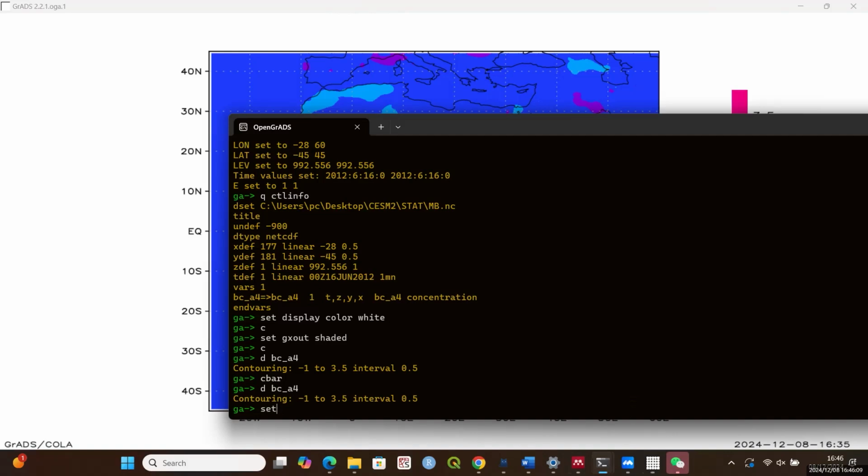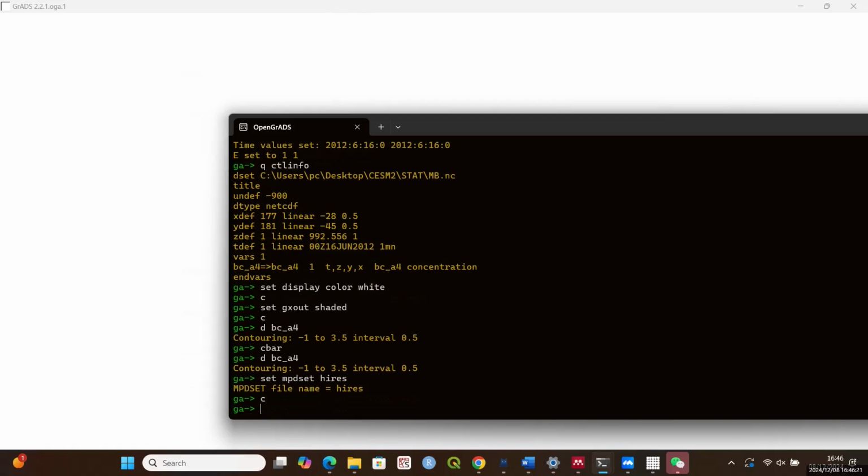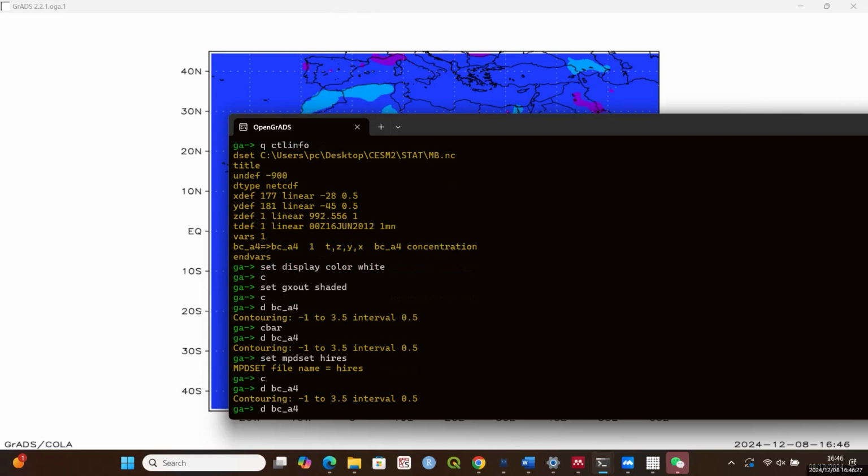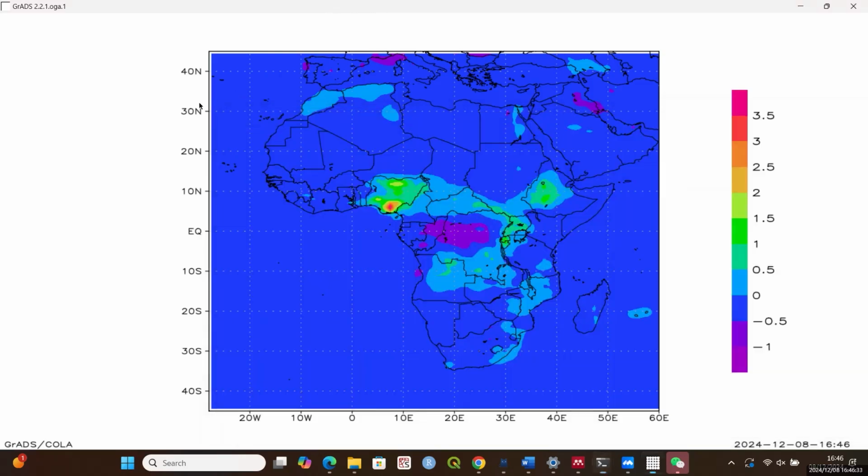Okay, if you look over this region, let me do something. Let me do set mpdset hires. I hope you know these commands. Yeah, I just wanted to put the countries. So this one is just happening like over central, it is like inflated. In some countries, it is overestimated because of what quality values.